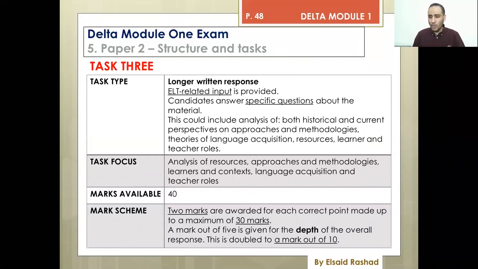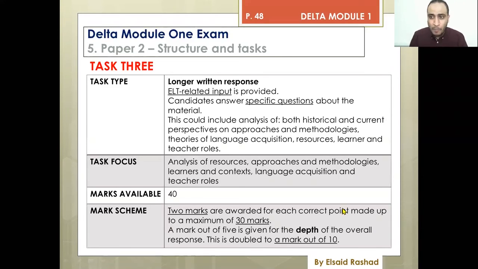I remember when I was doing my Delta Module 1 exam, I got a topic about authentic and non-authentic materials. And at that time, I had never read about authentic and non-authentic materials. So I was just trying to make up my mind and think about something that I can write. 40 marks. So you should have good knowledge of resources, approaches, methodologies, learning context, teaching context, language acquisition, language learning, teachers' roles, learner roles, everything.